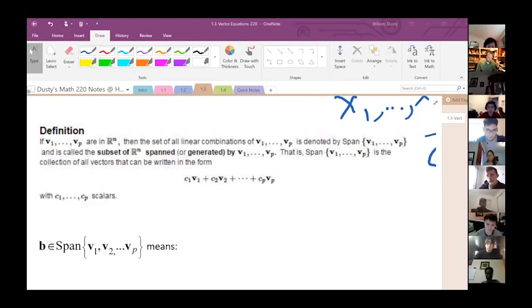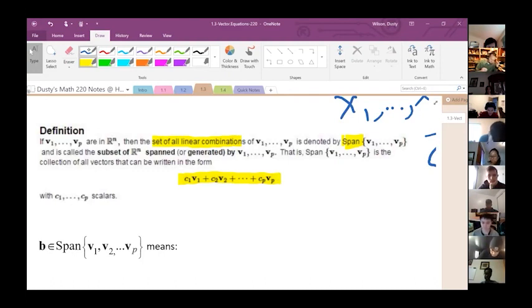So if V1 to VP are in Rn, then the set of all linear combinations of V1 to VP is denoted by span. So span is the set of all linear combinations. And it's called the subset of Rn spanned or generated by V1 to VP. That is, the span of V1 to VP is the collection of all vectors that can be written in the form C1V1 plus C2V2 plus ... plus CP VP, where C1 to CP are scalars.